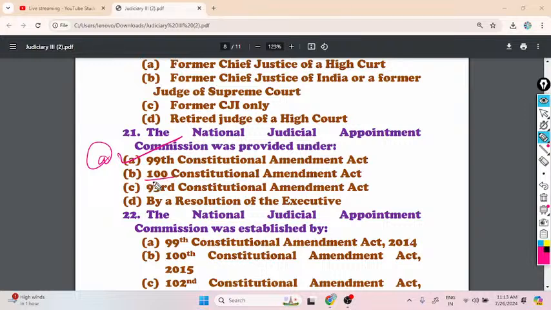But remember, the 100th amendment is related to the Land Boundary Agreement 2015, and the 93rd is 2006. The 93rd Constitutional Amendment Act provides for reservation for SC, ST and OBC in higher institutions of learning like IITs, AIIMS, IIMs and other private sector recognized universities. So there is reservation for many communities. 93rd Constitutional Amendment Act. So answer will be A.